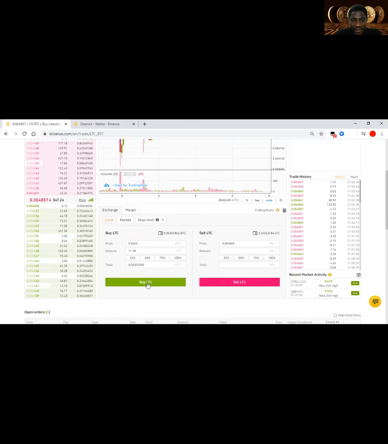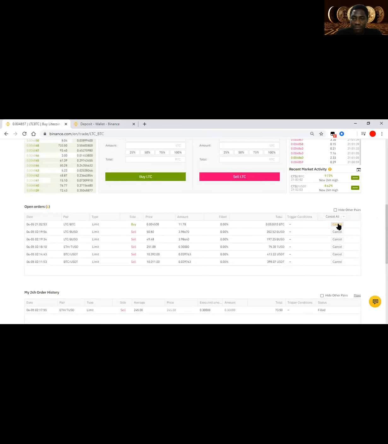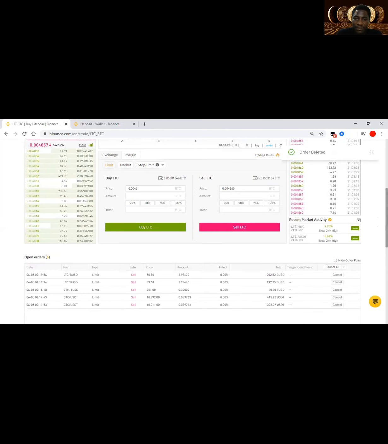So if I click on buy now, let me do that. Buy. What do you see at the top extreme here? Submitted exchange. Now come down a little. You are going to see that we set a limit, a buy limit at this price for Litecoin, saying when the price of Litecoin gets to 0.0045 Bitcoin, please buy Litecoin for me. But in this case, I am going to cancel this because it is not intended. So I just canceled it, and the order has been canceled.